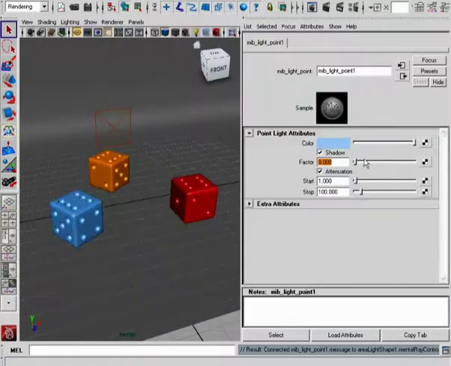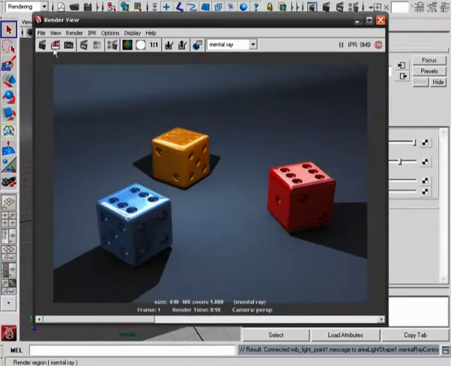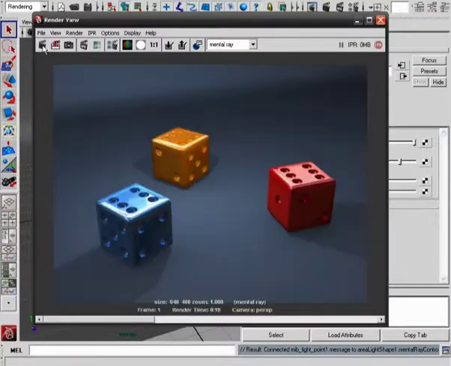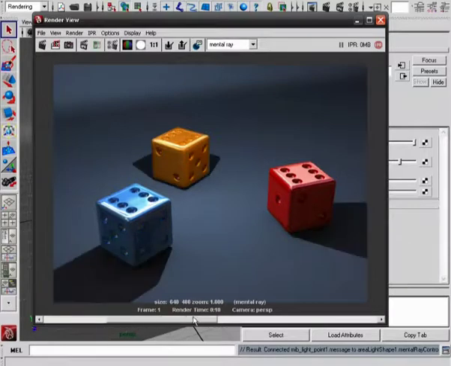Now if we wanted these to be a little bit lighter, we can start to increase the factor, which will create the effect of having these shadows be a little bit more transparent. And you can see as a result, our shadows are now much, much lighter compared to what they were before.